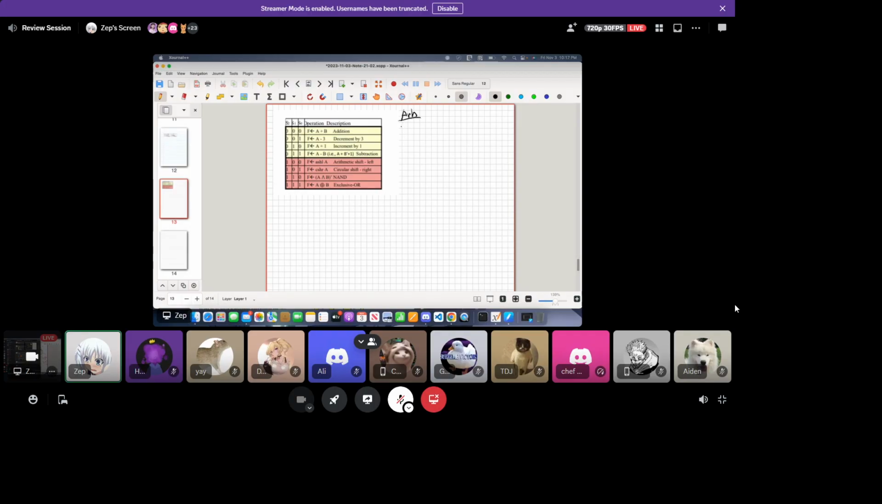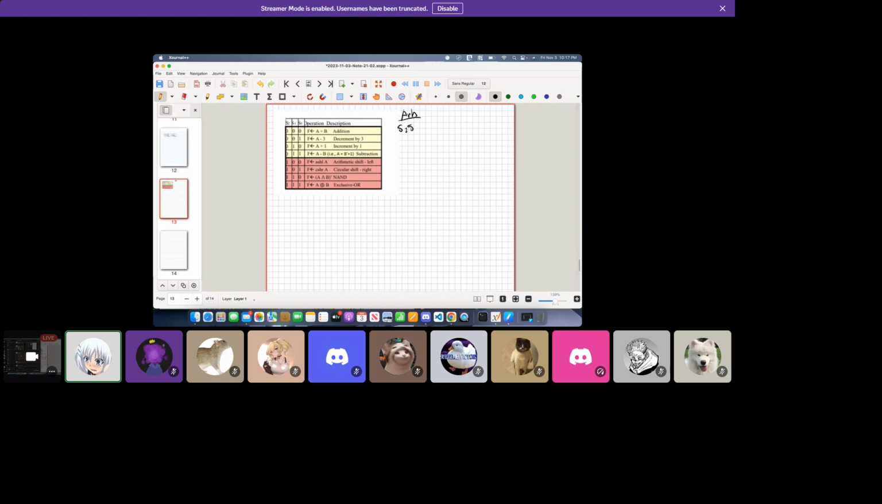So we have S2, S1, S0: 0, 0, 0; 0, 0, 1; 0, 1, 0; 0, 1, 1. It's the same thing as what we did above, this is the function. When it's 0, 0, 0, we're doing A plus B. We're doing A minus 3, A plus 1. We're doing A minus B. Okay, let's write them out.